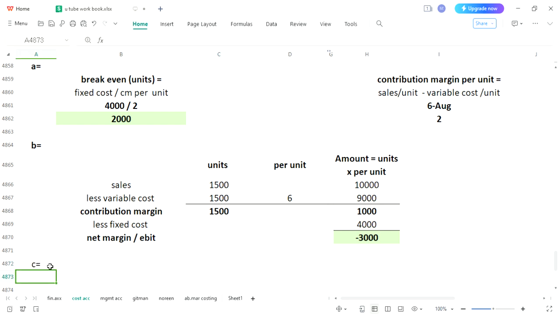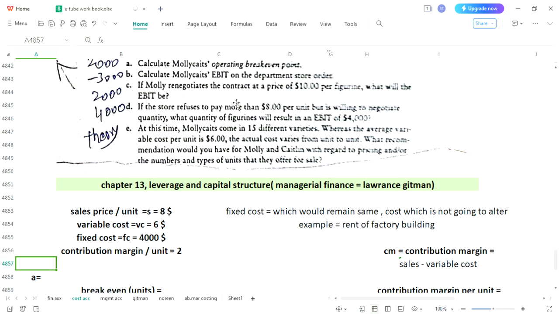Let's see what C part is requiring from us. If Molly negotiates a contract price of rupees 10, what will be the earning before interest and tax? Since the sale price of $10,000 is not favorable or suitable for the manufacturers or the owner. Molly is the owner. Since $10,000 for 1,500 units led them to face a loss of $3,000. In C point, it has been said to negotiate the sale price per unit as 10.